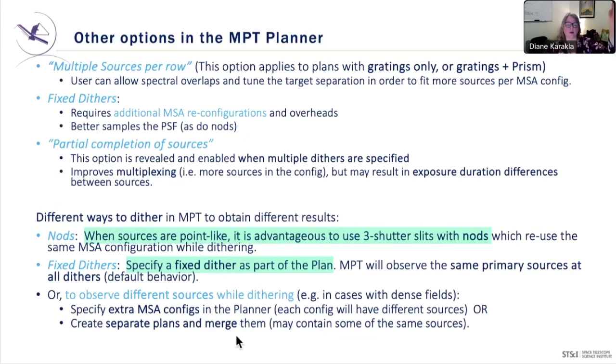And that whole plan completes, and then those sources are taken out of consideration and it dives further down into the primary candidate set and the filler candidate set and tries to observe more sources with more configurations, of course, so you're paying for them. Or you can create separate plans and merge them. So you can create 2 different plans in the MPT planner and then merge them into one observation to save some overheads.